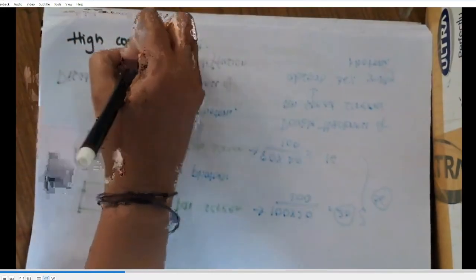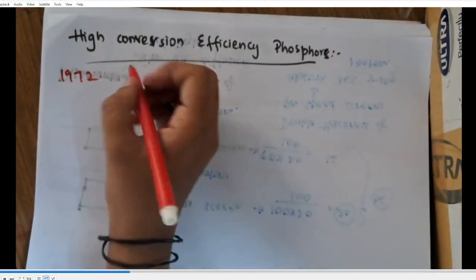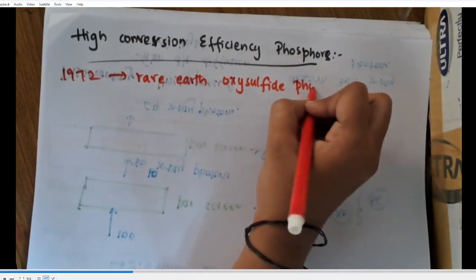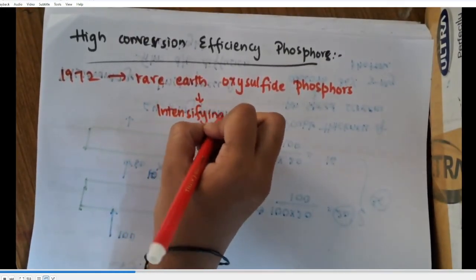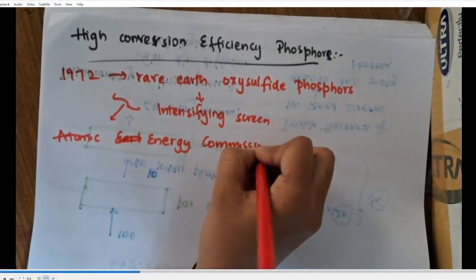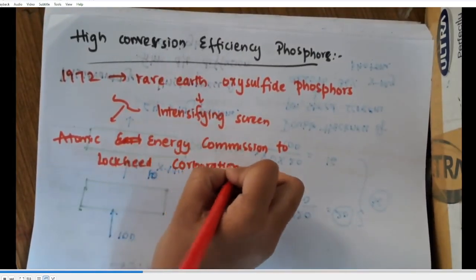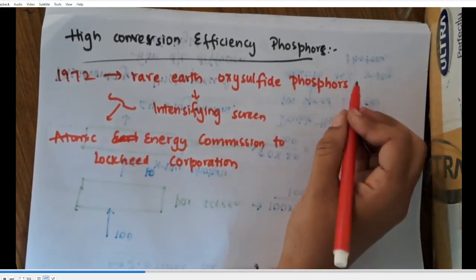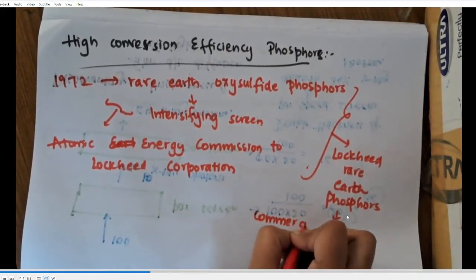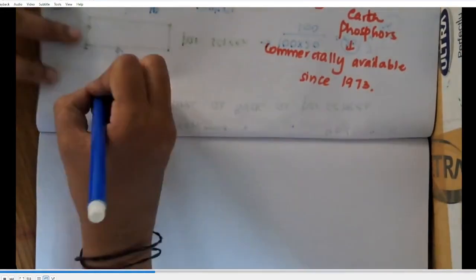So the second way is high conversion efficiency phosphors. In 1972, reports describing rare earth oxysulfide phosphors for use in intensifying screens were published. This work was supported by a contract from the Atomic Energy Commission to the Lockheed Corporation, and this class of phosphors is sometimes referred to as Lockheed rare earth phosphors. These rare earth phosphors have been commercially available since 1973.